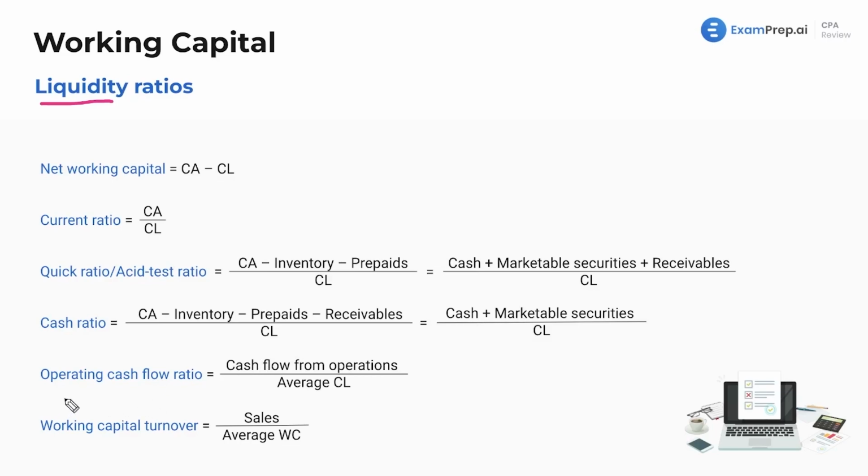Just getting throwbacks to those commercials. Operating cash flow ratio. This is just cash flow from operations divided by average current liabilities. I don't see this as much, but it's there. Definitely need to memorize these formulas. Working capital turnover is just sales divided by average working capital. How quickly are you essentially making your sales back based on your working capital?